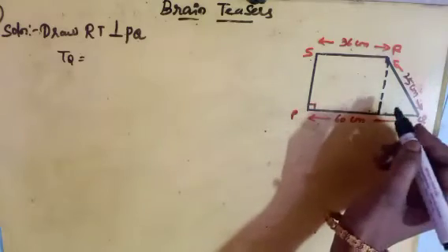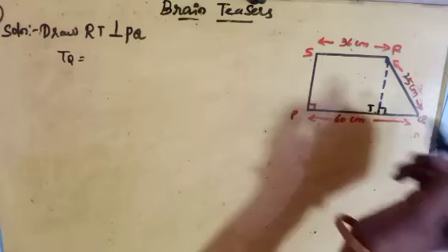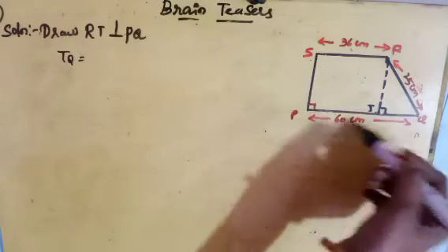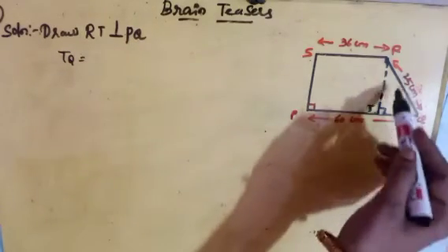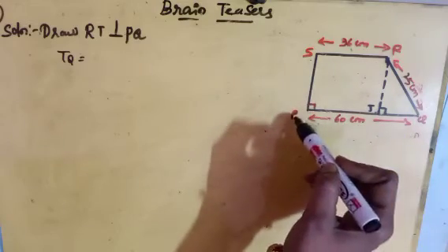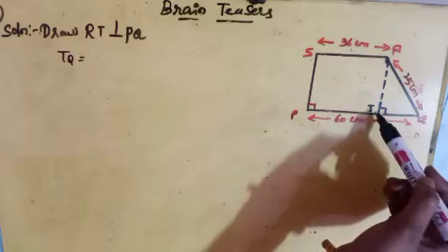Let us name the foot of the perpendicular T. Perpendicular means 90 degrees. So RT is perpendicular to PQ. When I draw the perpendicular, we can see a rectangle is formed, that is PT is equal to SR.